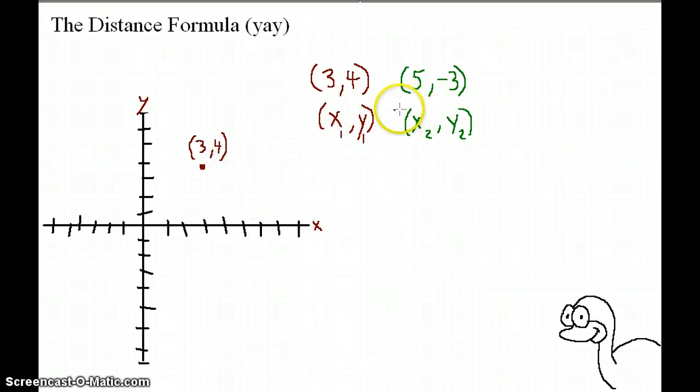The other point is (5, -3), which would be a matter of going over 5 units to the right, and then down 3 because of this y coordinate of -3. So we're going down 3, and that would land us right around here. And what are we really doing here with the distance formula? Well, we're imagining that there's a line that would connect these 2 points. And then we're trying to find out what is the length of this line.